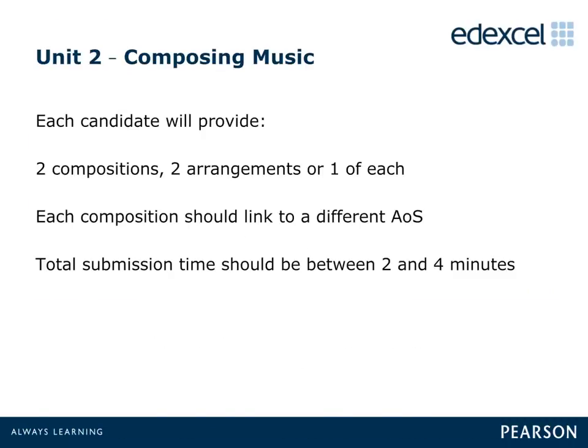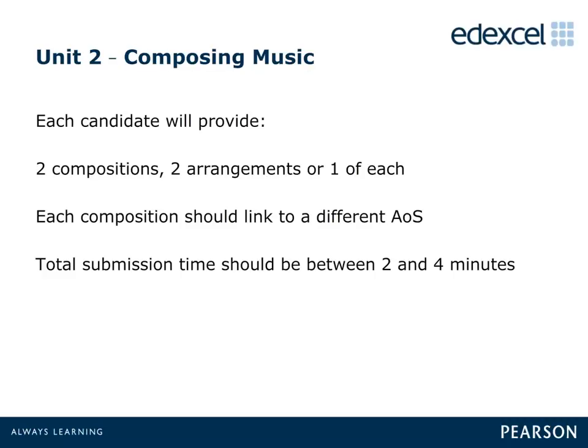For Unit 2, candidates must present 2 pieces of work. They can be either 2 compositions, 2 arrangements, or 1 of each. In general, because of the nature of the mark schemes, almost all submissions are compositions rather than arrangements. As such, all the examples in this video will be compositions, and we will refer to the candidate's work as compositions for the rest of the presentation for the sake of fluency, but arrangements are acceptable anywhere a composition is mentioned.